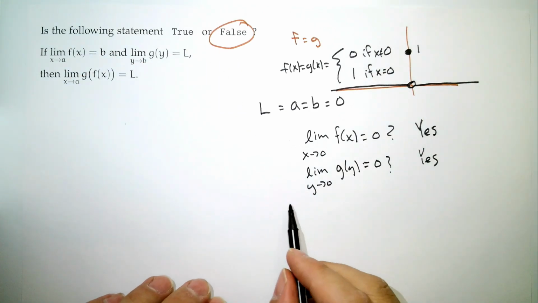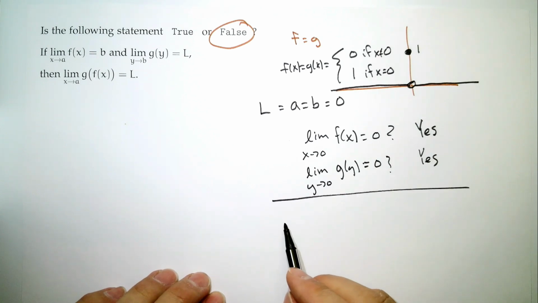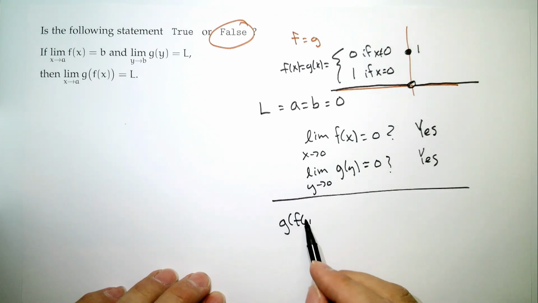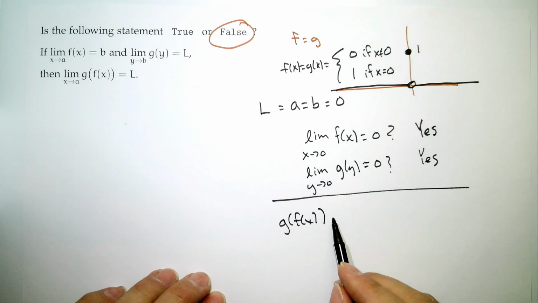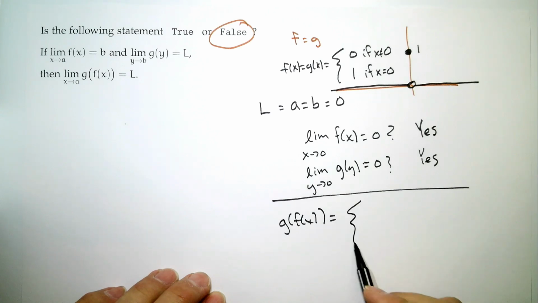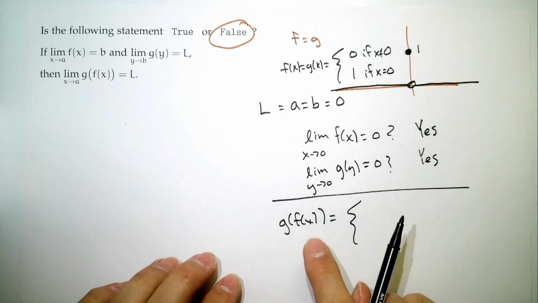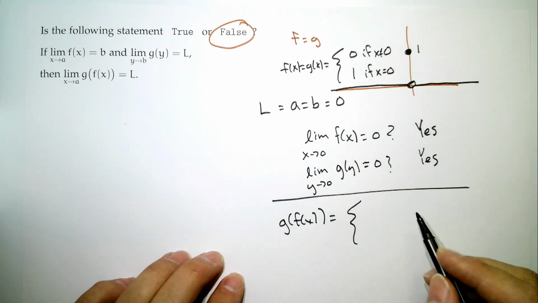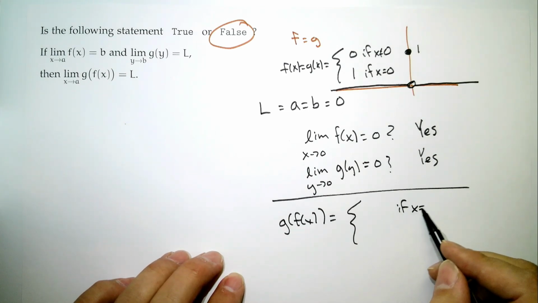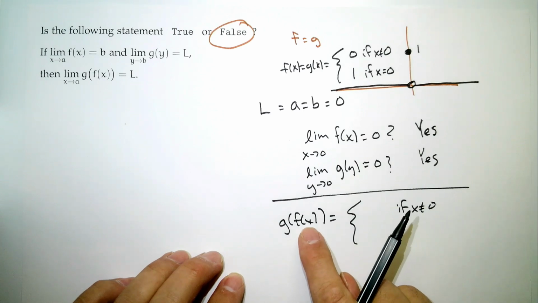Now, let's figure out the following. What does the function g of f of x look like? Well, there are two possibilities. Suppose for a second that x is not 0. So if x is not 0, what is f of x going to be?